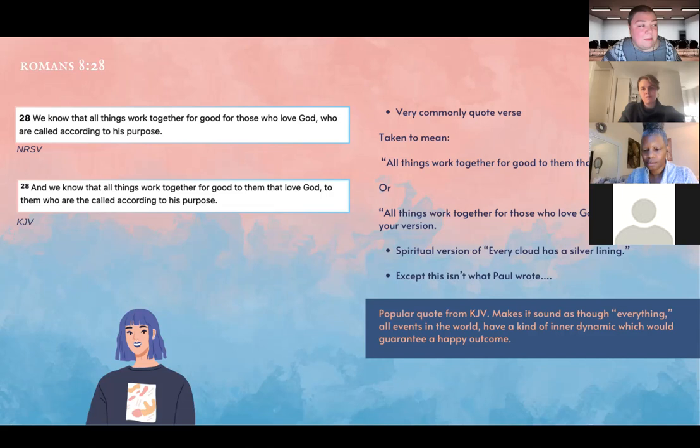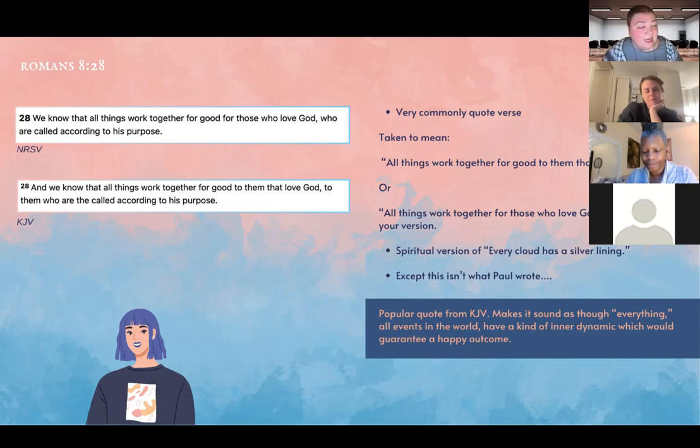This is a text many cling to when things go wrong, a kind of spiritual version of "every cloud has a silver lining." Sometimes fellow Christians remind each other of this verse as a way of offering consolation that things will work out in the end. Except this isn't what Paul wrote.